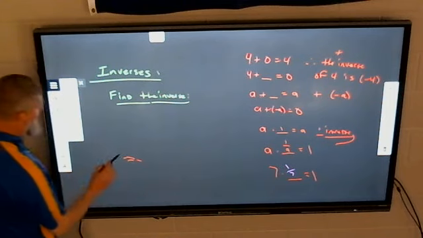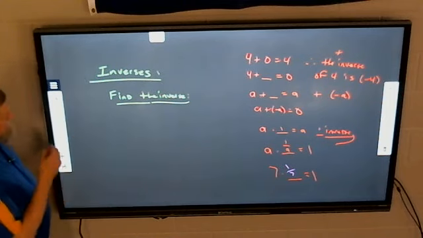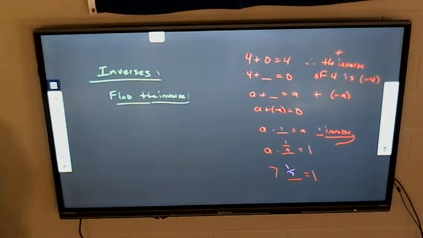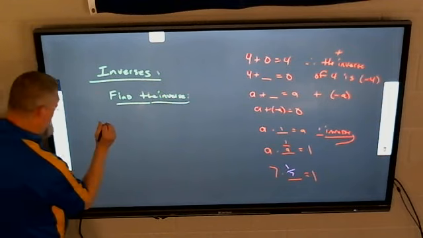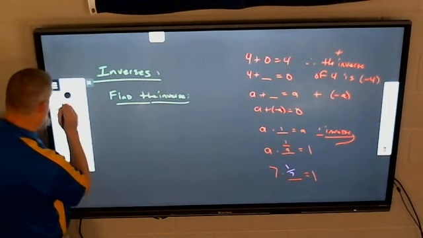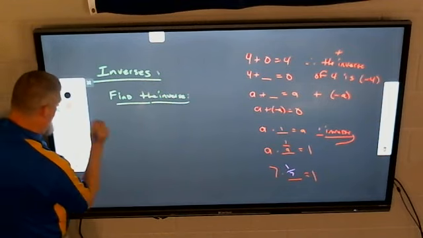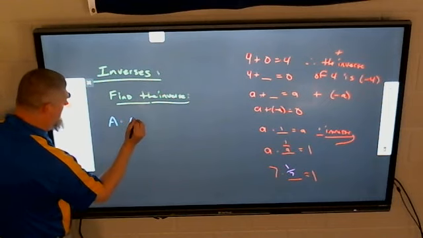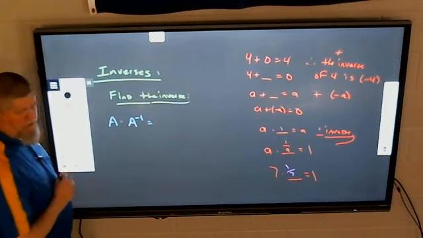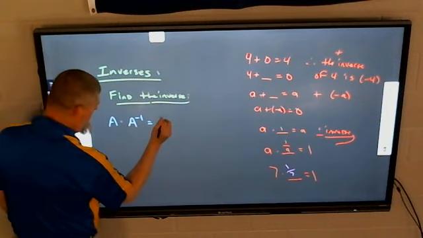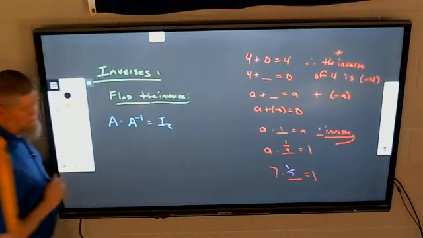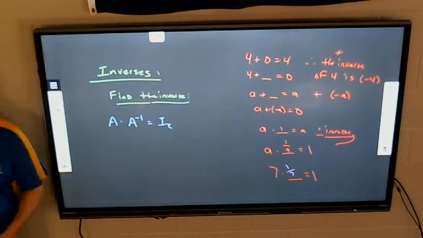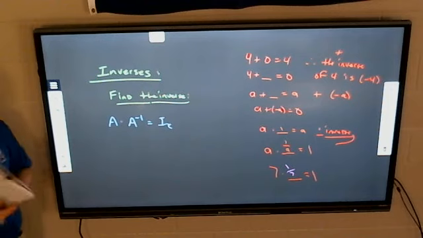So that takes us back to an inverse of a matrix. What I want to do is let A equal some matrix. A times its inverse matrix is going to be equal to its identity. So A times whatever its inverse is equals its identity. Okay, now I can go back to my notes.